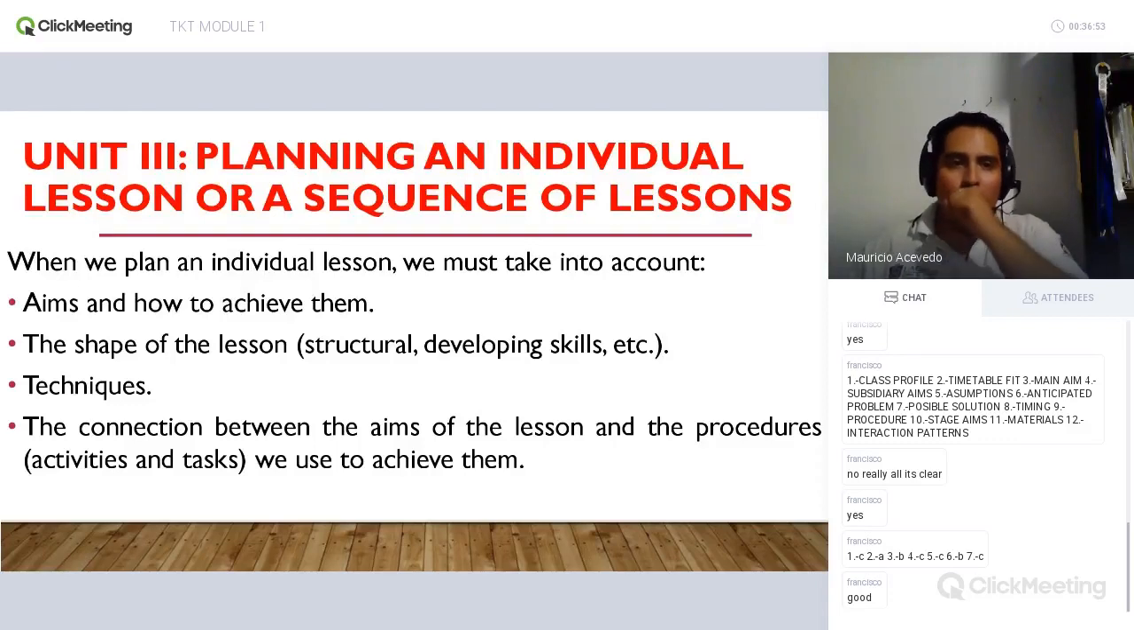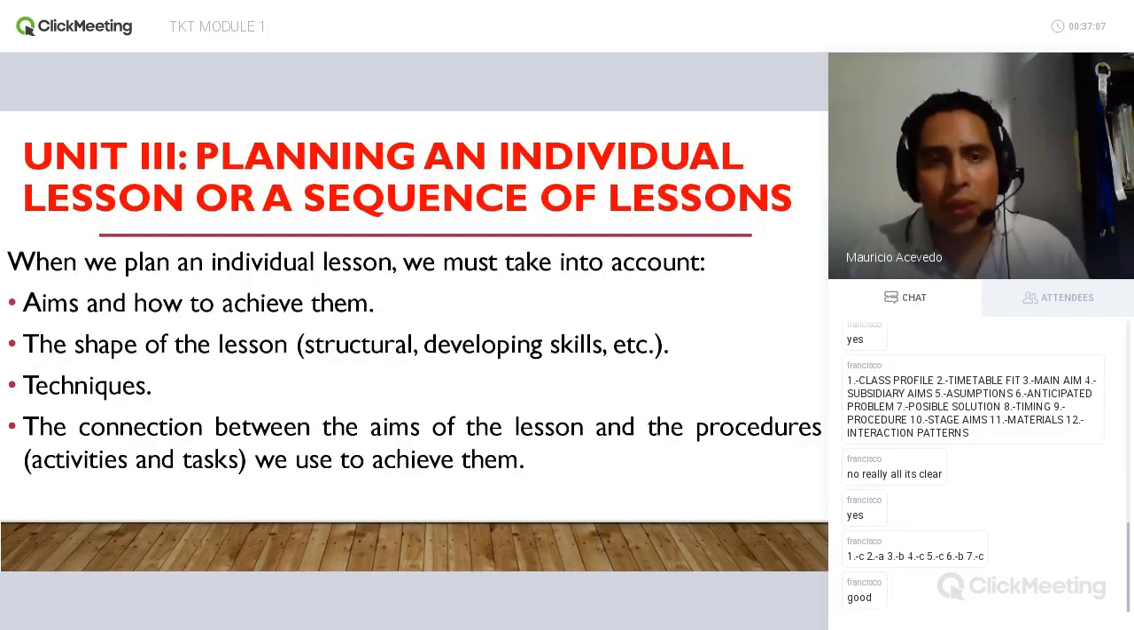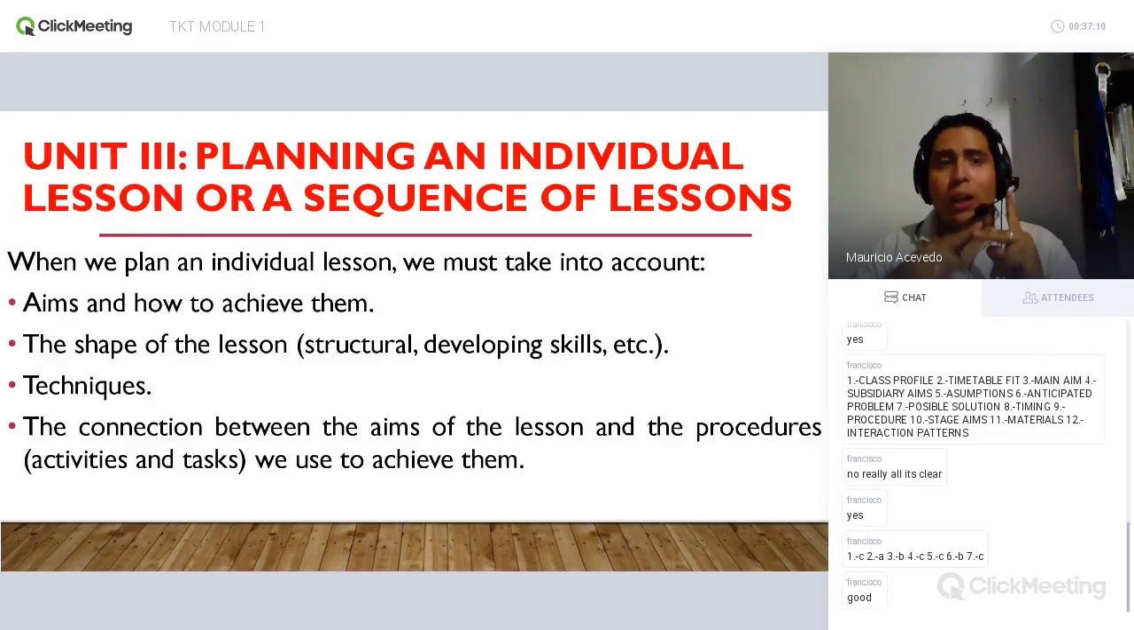Okay, so now we have seen the elements of planning as a whole for most common planning, but now we're going to think of two different types of planning: an individual lesson or a sequence of lessons. Okay, and I think we're going to start with the individual lesson. When we plan an individual lesson, we must take into account the aims and how to achieve them, the shape of the lesson. What do I mean with the shape? If the class is more structural, is for developing skills, etc.